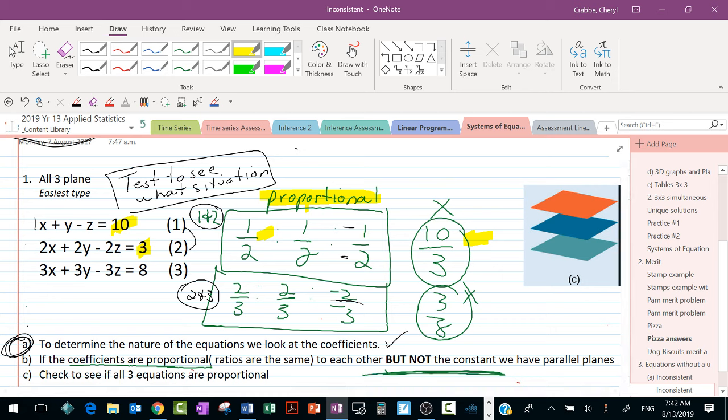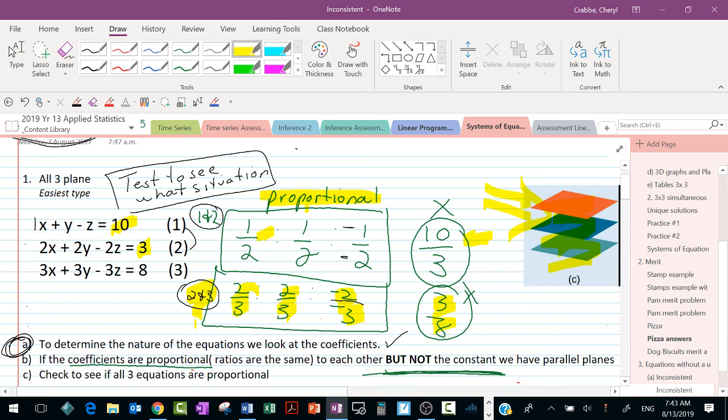So we should test another pair to see if they're proportional. We test 2 and 3. And 2 and 3 are also proportional, giving us ratios of 2 to 3, 2 to 3, -2 over -3, but the constants are not. So that tells us that all three of these equations, graphically speaking, look like this: all three planes are parallel. Because they don't intersect at any point, there can be no solution.